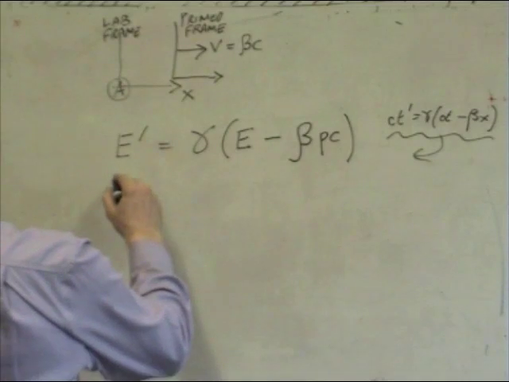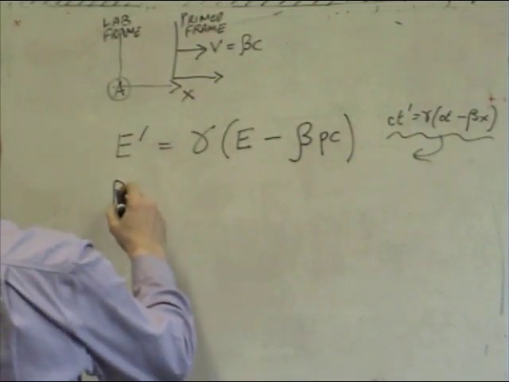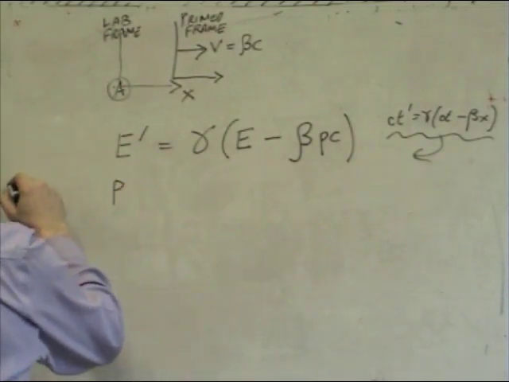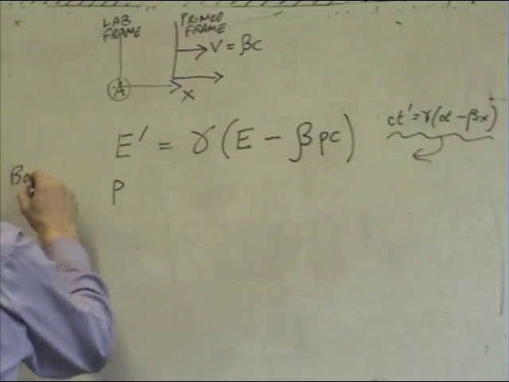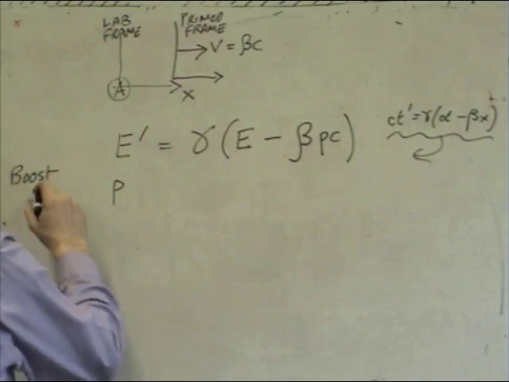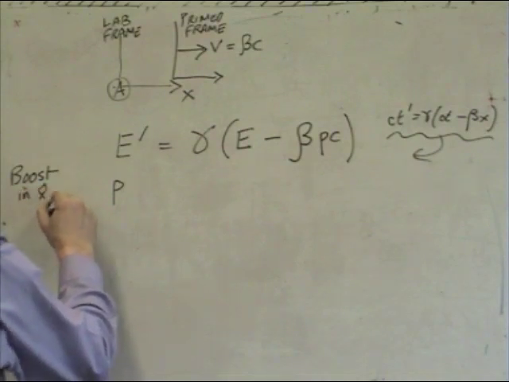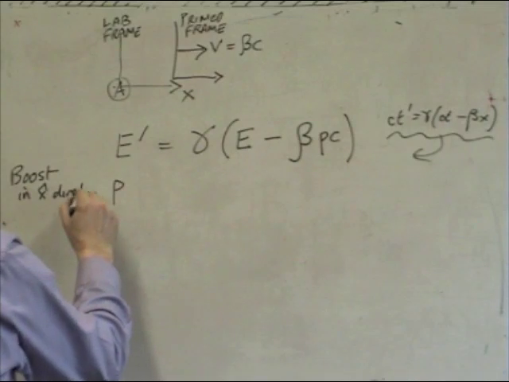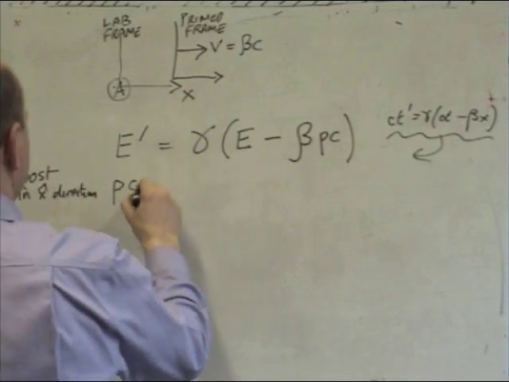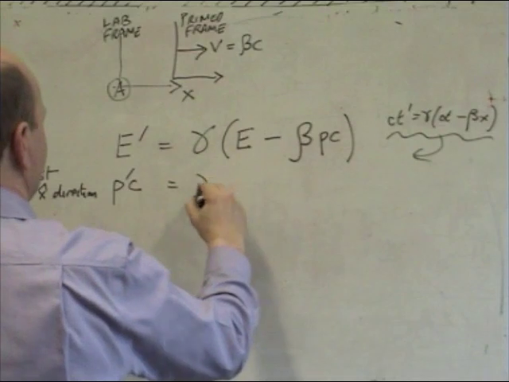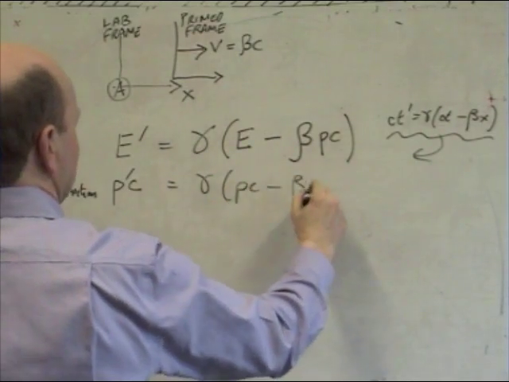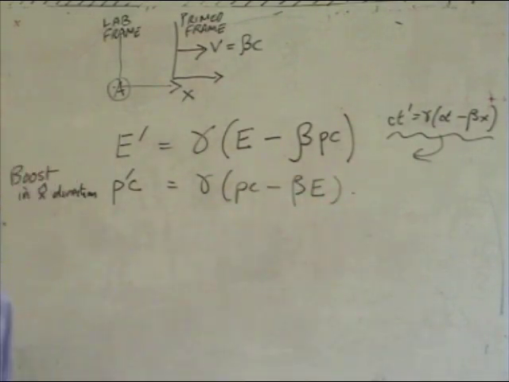And there's also another one, which I'll remind you of, for momentum in the case where the boost is in the x direction, so in other words the prime frame is moving in the direction of increasing x with respect to the lab frame: pc primed equals gamma pc minus beta E. So those are the Lorentz transformations.